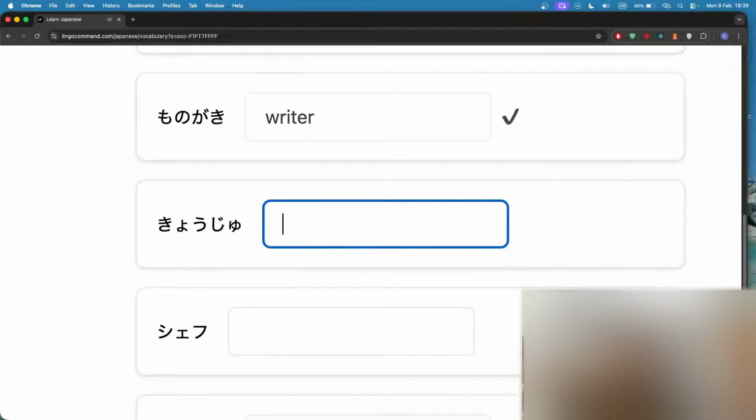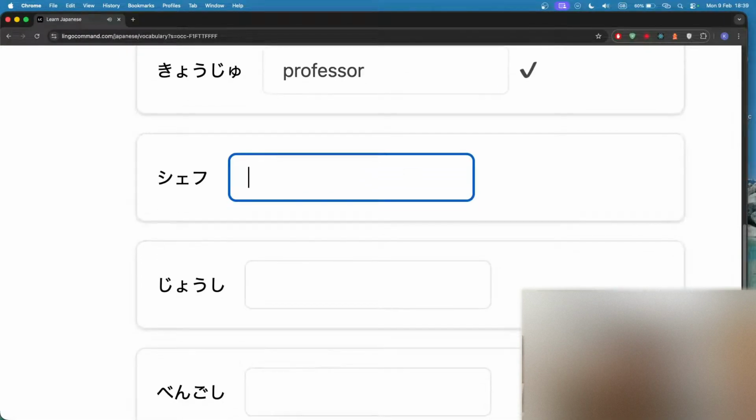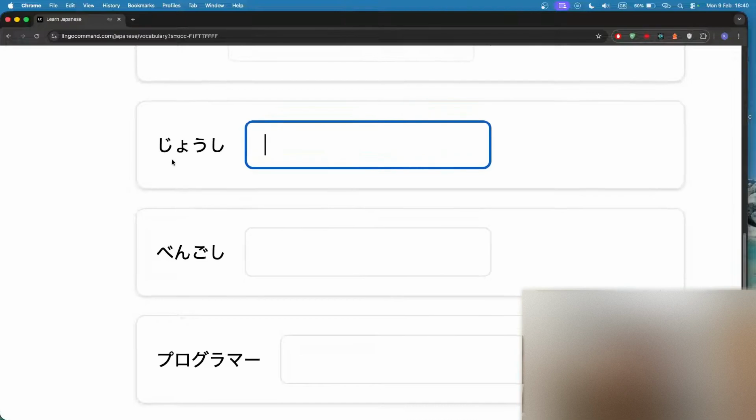Monogaki is a writer, an author. Kyoju is a professor. And then here we've got something interesting. So this is shefu, so obviously it means chef. But the interesting part here is this is shi, and this is a half-sized e. So this forms something called a foreign katakana yoon combination. And so this shi and this e becomes she. Just wanted to kind of point that out.